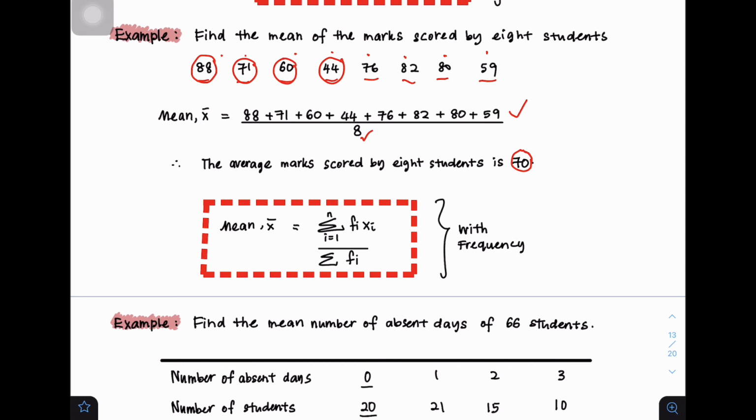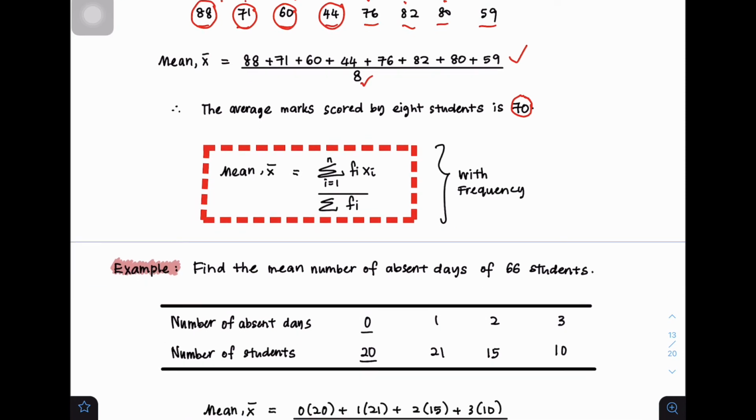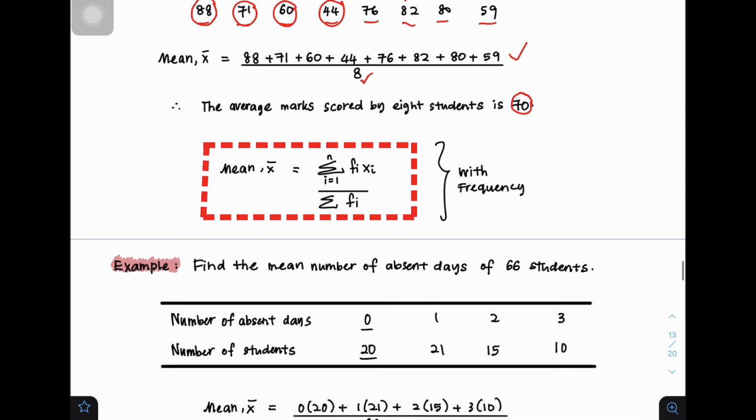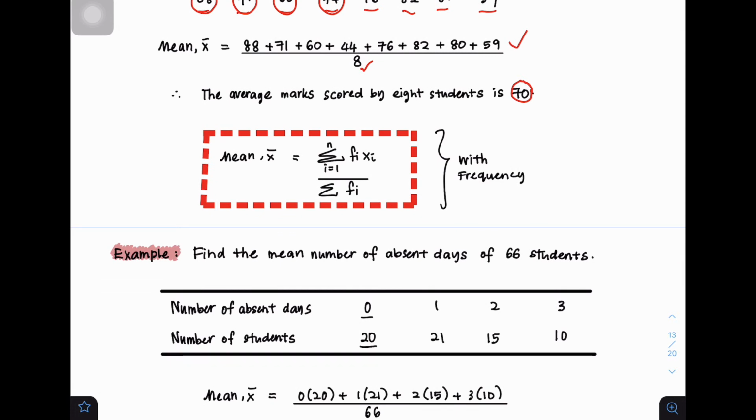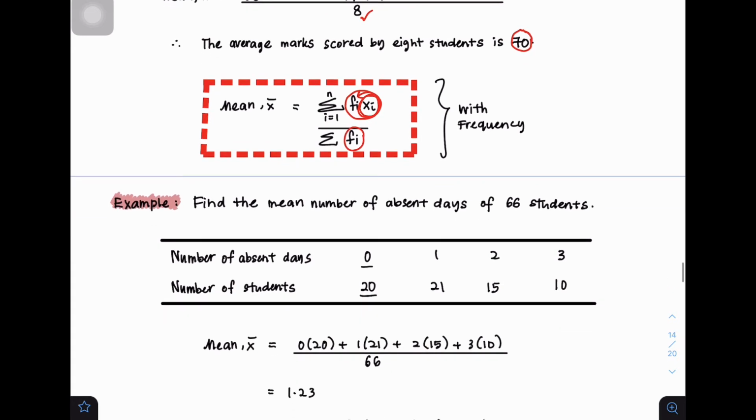Okay, formula dia adalah Fi darab Xi. Maksudnya data kita ni kita darabkan dengan berapa frekuensi dia. Lepas tu kita bagi dengan jumlah frekuensi. Okay, so mana satu data? This one is our data. Okay, number of absent day.